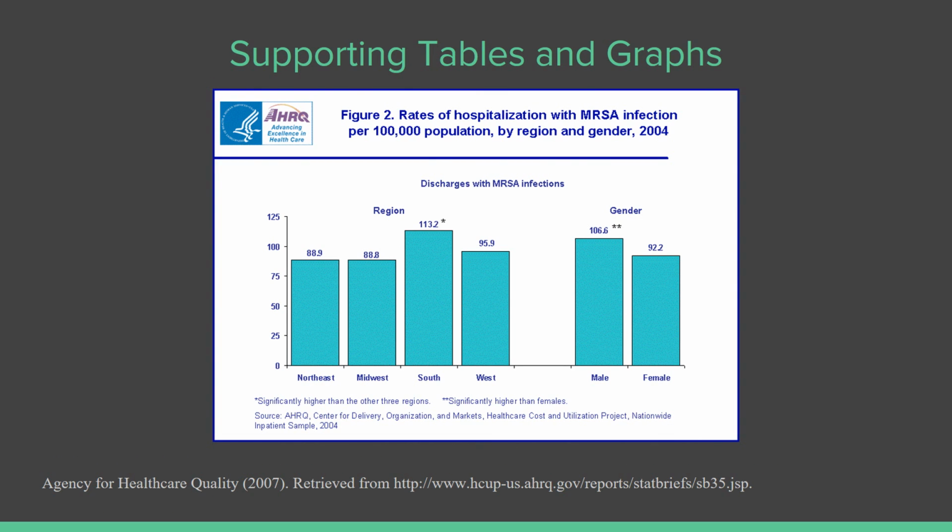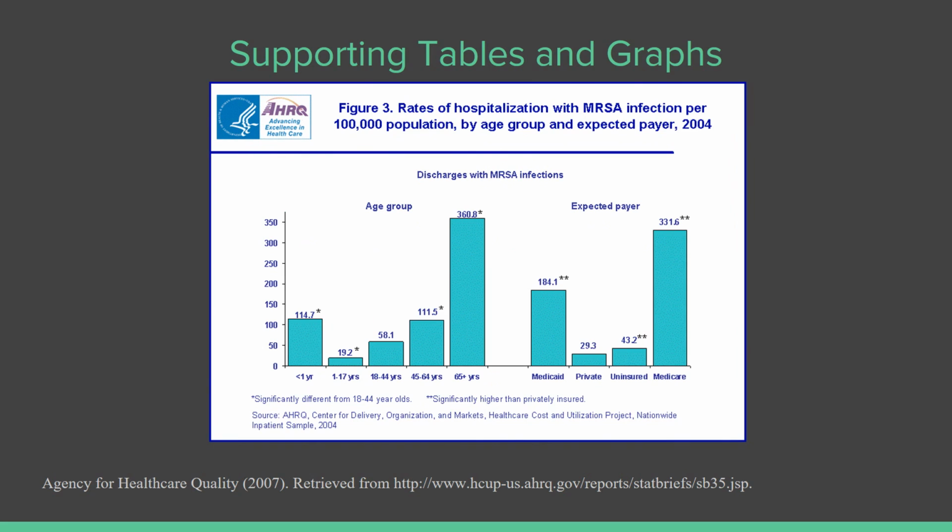Fourth, this graph shows the number of hospital discharges for MRSA cases, and we see that there is a higher concentration of cases in the south, and there is a higher concentration of males. Lastly, this graph shows MRSA cases broken down by age group and type of insurance payer. And once again, we see that there are more MRSA cases for people 65 and above.